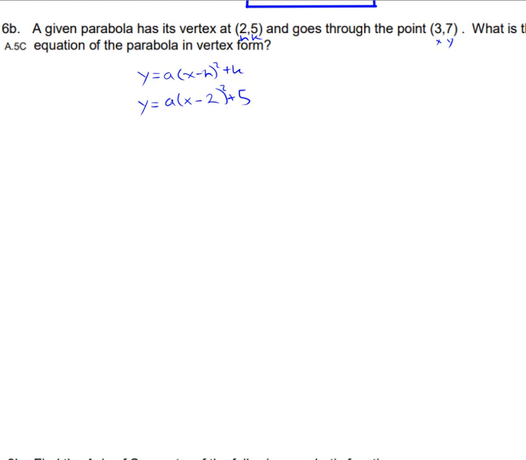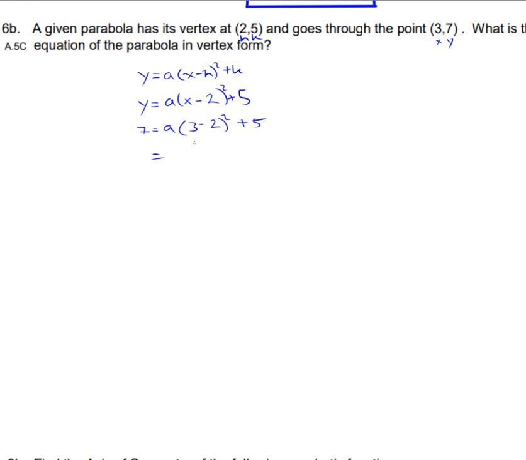What I want to do now is figure out this a. Unfortunately, I don't have an a value. They didn't give me that, but they did give me an x and y. So what I can do is plug in one x value and one y value, and then solve for a, because I know that this point is on that parabola. So I'm going to put that 7 in for y, is a. I still don't know my a yet. I'm going to take the x. The x is 3 minus 2 squared plus 5. And now all I have to do is solve for a.